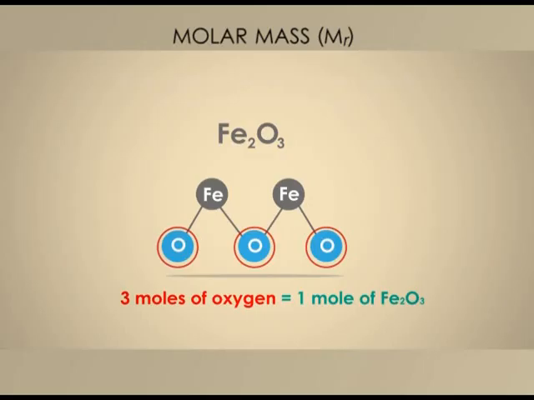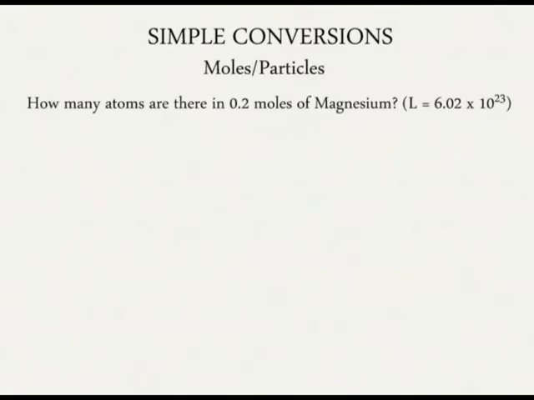Now for some calculations, we do some simple conversions. Example 1. How many atoms are there in 0.2 moles of magnesium? Remember, the Avogadro's number is 6.02 times 10 to the power 23 particles per mole. Therefore, 1 mole of magnesium will contain 6.02 times 10 to the power 23 atoms. The question is, 0.2 moles of the same magnesium will contain how many atoms?